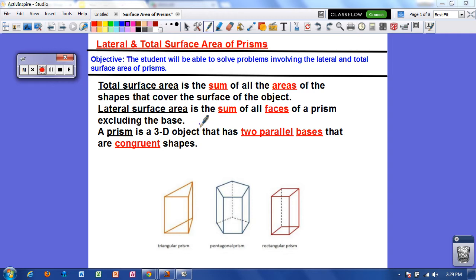Now lateral surface area is just the sum of the faces of a prism excluding the base. That means we don't include the base when we find the area. So if I were to take the lateral surface area of this rectangular prism, I'm not going to use the area for my two bases. I'm just going to ignore that. I'm only going to find the area of the four remaining faces and add all those together to get the lateral surface area. I want you to keep in mind during this video that a prism is a 3D object that has two parallel bases that are congruent shapes.